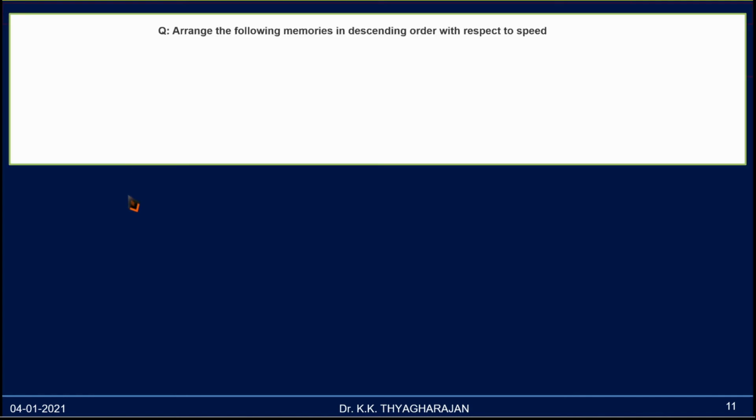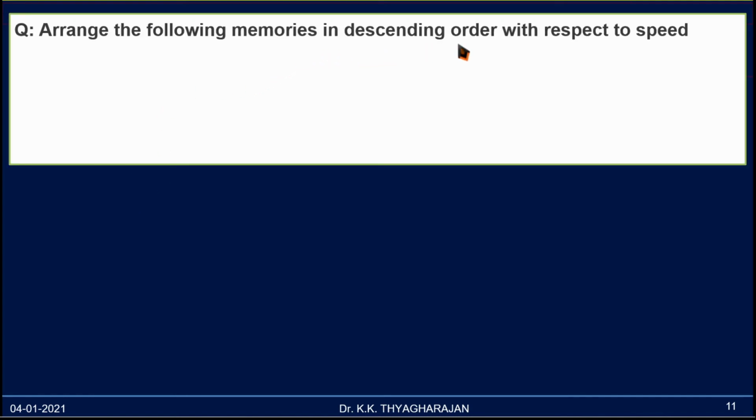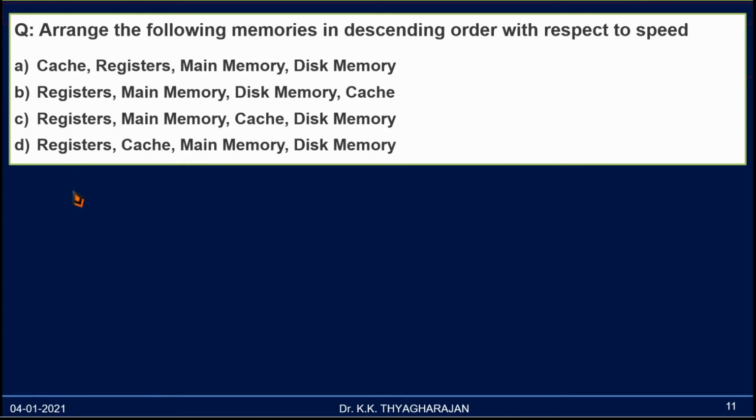The first one is, arrange the following memories in the descending order with respect to speed. Anyway, in this one, you know that registers are having highest speed. So A is not correct. In B, C, D, the first one is registers. And if you see second one, main memory, this is main memory, cache. But cache is faster compared to main memory. So the D is correct one. Registers, then cache, then main memory, then disk memory. So D is the correct answer.